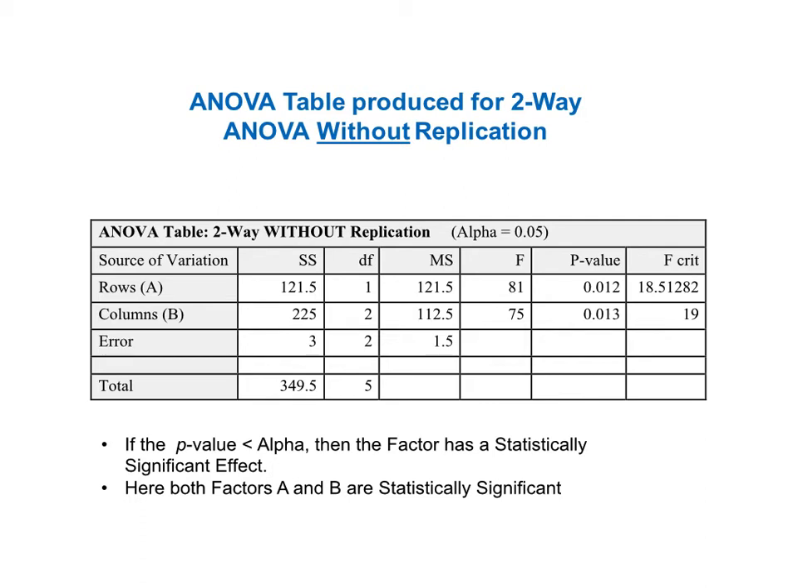The columns SS, DF, MS, and F provide some background information, which is explained in the Part 3 video. The without replication method has lower experimental costs, but it is limited. It does not identify or quantify interactions.